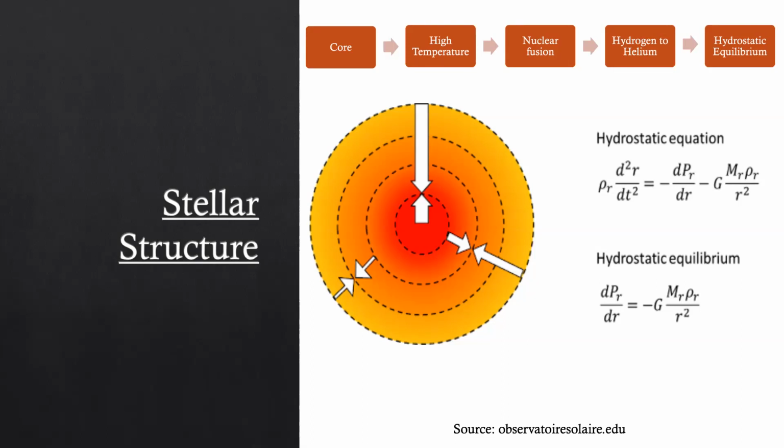In each layer of a star in hydrostatic equilibrium, the pressure due to gravity and the pressure due to the radiation will be equal but opposite. So all the layers of the star are in hydrostatic equilibrium. That acceleration term disappears, becomes zero, because it's in equilibrium, so we get this. That is what we generally call a main sequence star, when it's in hydrostatic equilibrium.